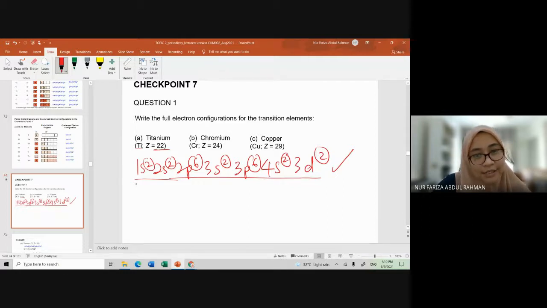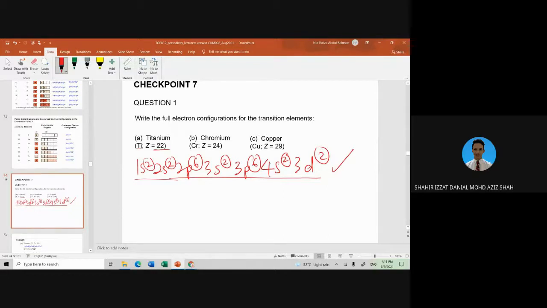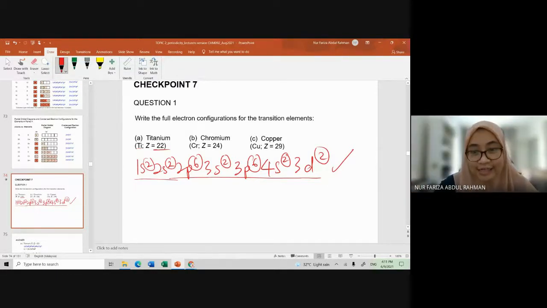Remember, I said last time that for transition elements it is special. You have to include not only the highest s, you have to include the d as well, the s and the d. Partial means the highest n, but this is a transition element. For a transition element, we have to consider the s and the d. Shahid? So it should be 4s2, 3d2.